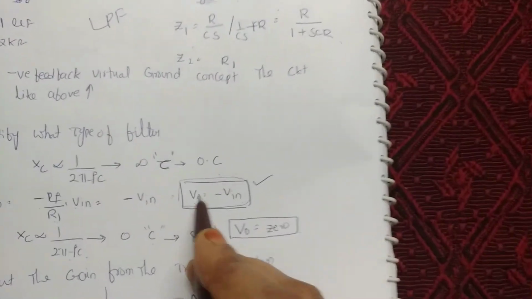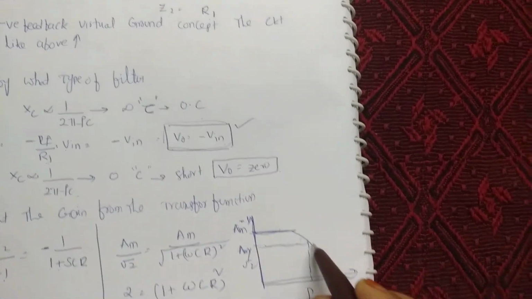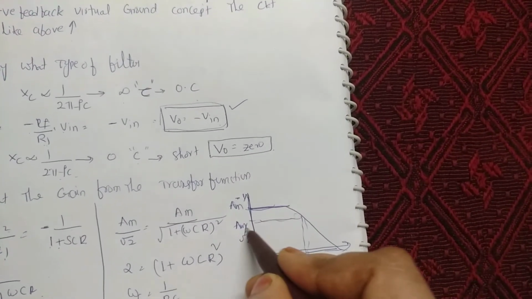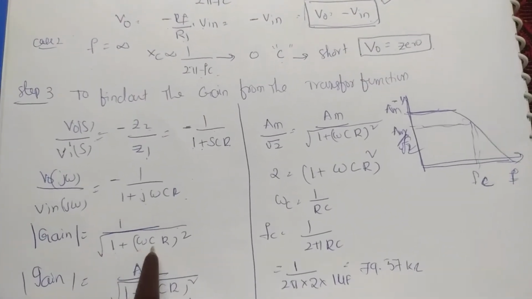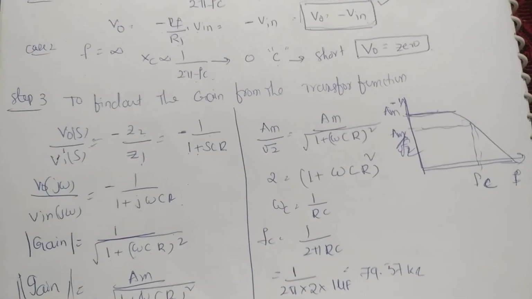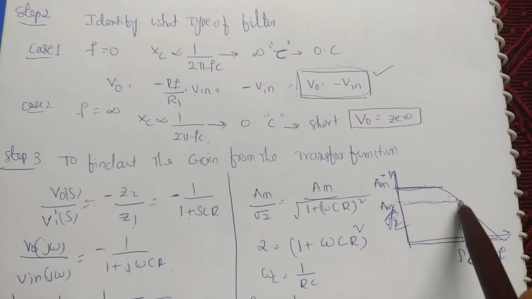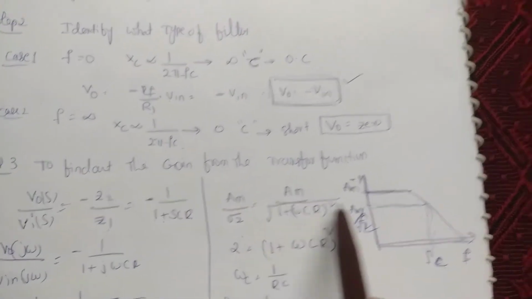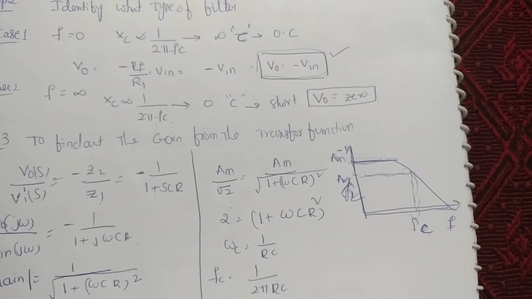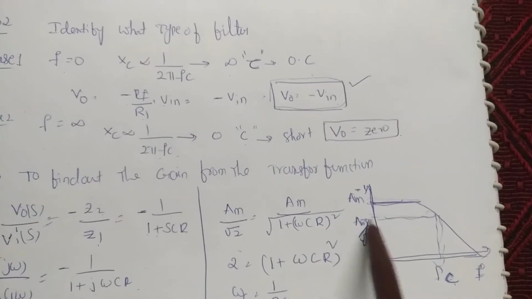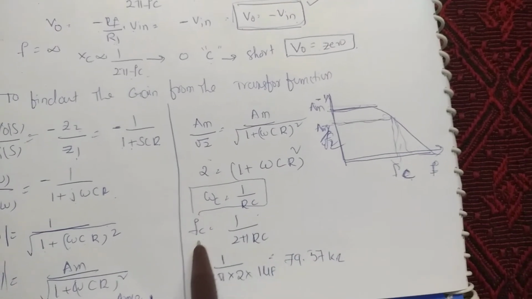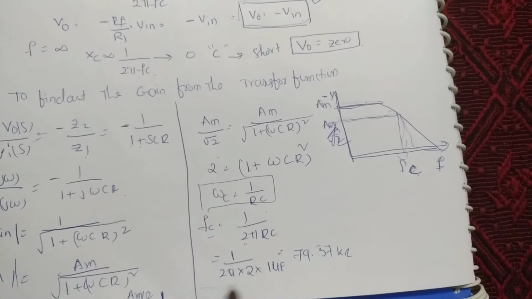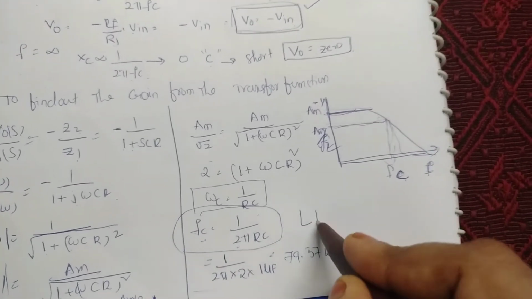The gain is maximum, V0 equal to Vi. Then the gain drops down at a frequency we call the cutoff frequency, where the gain is Am by root 2. Taking the modulus, gain equals 1 by root of 1 plus (ωCR) square. So the modulus gain equals Am by root 2 at what frequency? At Fc. Normally the maximum gain Am equals 1, and at cutoff the gain of the filter is Am by root 2. Substituting, ω is equal to 1 by RC, so Fc is equal to 1 by 2 pi RC. This is the cutoff frequency formula for a low pass filter.